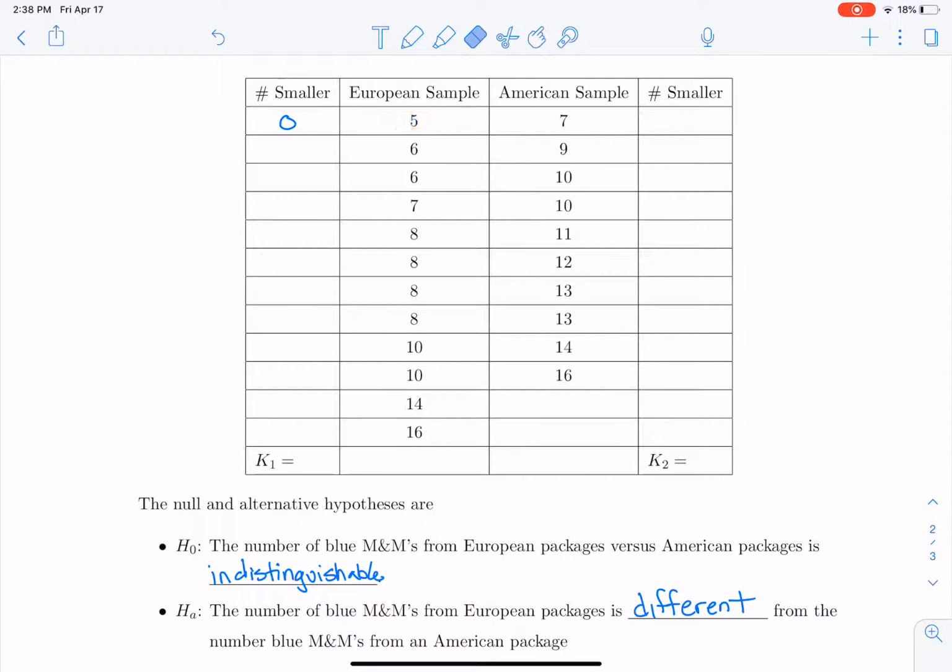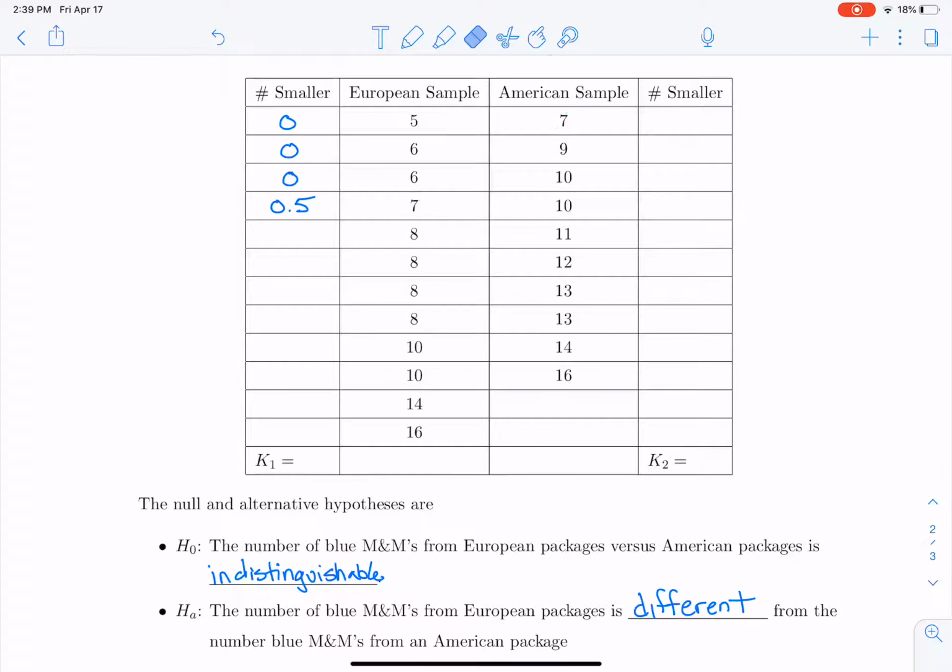I will do something similar when looking at 6. I will notice that there are none that have less than 6. And that is true for the next one, which is also 6. Then I will look at 7. I have a package of M&Ms from Europe that had 7 M&Ms, and I'll notice that there's an equal number from a package from America that had 7 M&Ms. And since this is a tie, I will give that a score of 0.5.